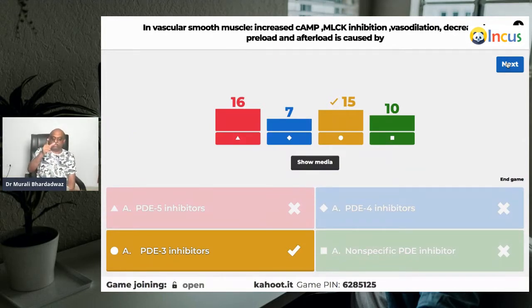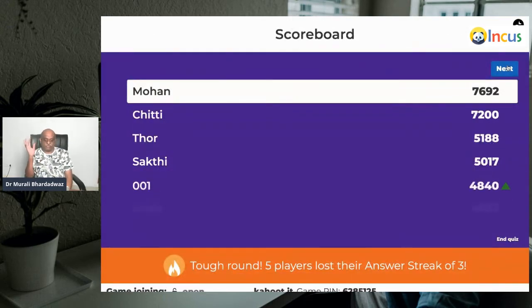Of you are right. PDE3 inhibitors. PDE3 inhibitors. This all describes that. So Mohan is still on the top. Afternoon he snatched away the top prize and subscription.